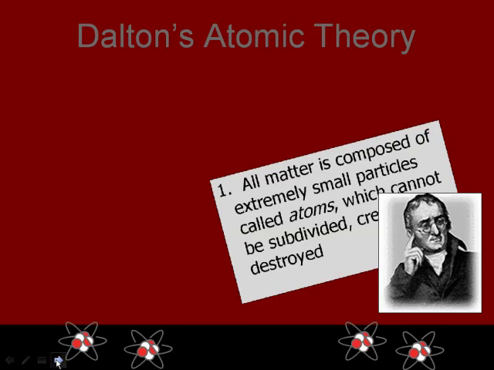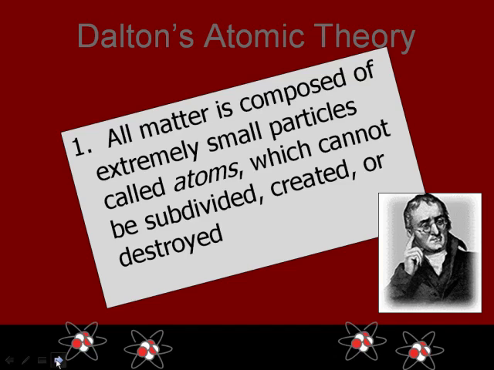Okay. Dalton's atomic theory has 5 parts. You are responsible for knowing all 5 parts of Dalton's atomic theory. There are 2 of them that are no longer true, so I will mention them in this video. Number 1, he says that all matter is composed of extremely small particles called atoms. He also says that atoms cannot be subdivided, created, or destroyed. What this really means for us is that he believed there is nothing smaller than the atom. So his picture of the atom was that the atom was a solid ball.